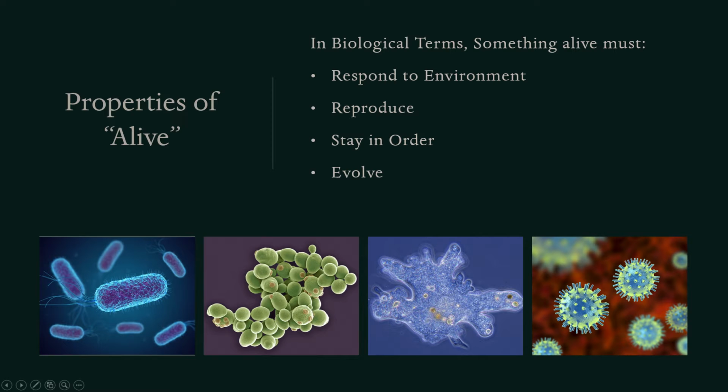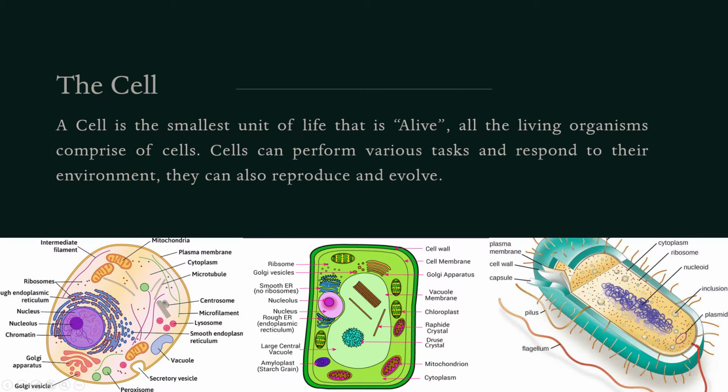Next, living things reproduce, meaning that living things can make copies of their own. Next, living things stay in order, meaning that living things can manage themselves by excreting unnecessary substances and taking in useful substances. Next, living things evolve, meaning that living things can change their form generation after generation as per the requirement. Now, we will come to the main topic, which is about cell.